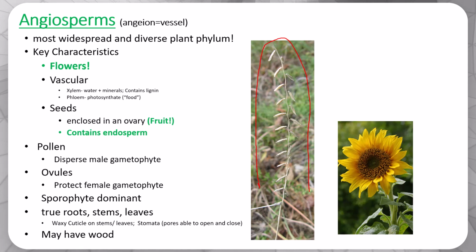Angiosperms or flowering plants are the most widespread and diverse plant phylum. Their key characteristic is that they have flowers. They also have vascular tissue and seeds. And then another key characteristic of angiosperms is that the seed is enclosed in the ovary and they produce fruit. Those seeds also contain endosperms. They have pollen, just like the gymnosperms, that disperses the male gametophyte generation. They have ovules to protect the female gametophyte generation. They're sporophyte dominant. They have true roots, stems, and leaves, and some of them have wood.